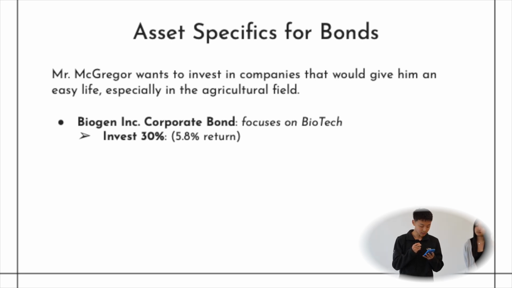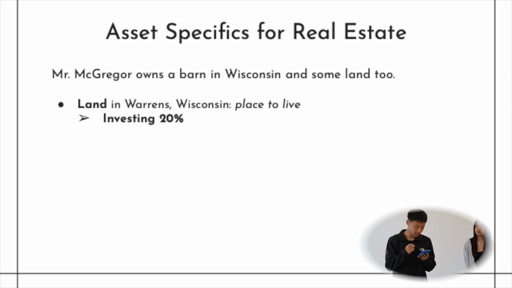Secondly, for bonds, he wants to invest in companies that would give him an easy agricultural life. So we helped him invest in Biogen Incorporated. And lastly, for real estate, he wants to put his barn in Wisconsin as well as some land into his portfolio. And yeah, thank you.